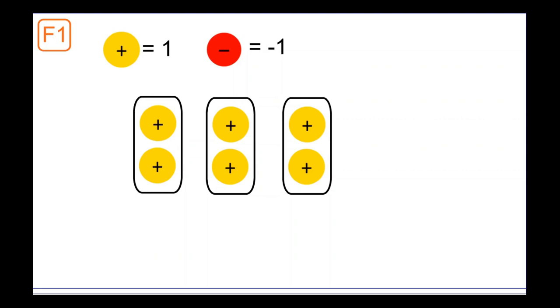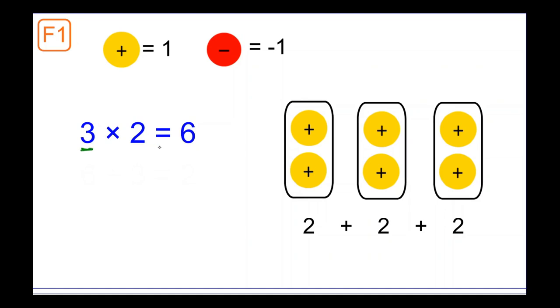Okay, here's a picture of 6 yellow counters. What number sentence does this picture represent? Well, the easiest one to write is just 2 yellow counters plus 2 yellow counters plus 2 yellow counters equals 6. But normally, if we had a repeated addition like this, we'd write it as a multiplication. We'd write it as 3 lots of 2 makes 6.